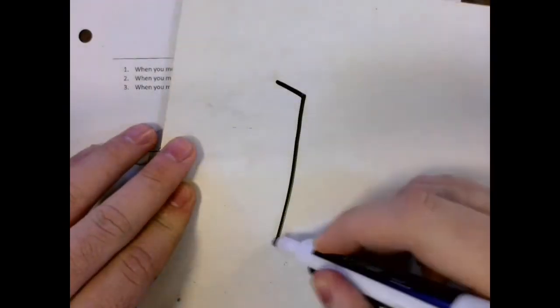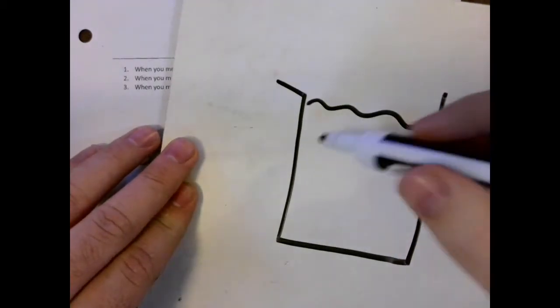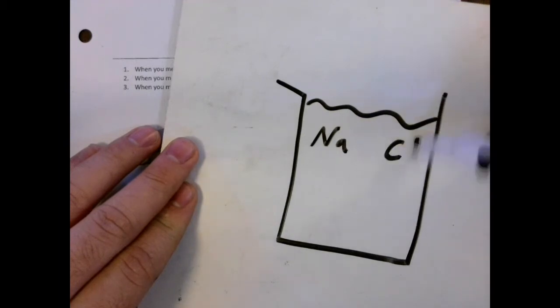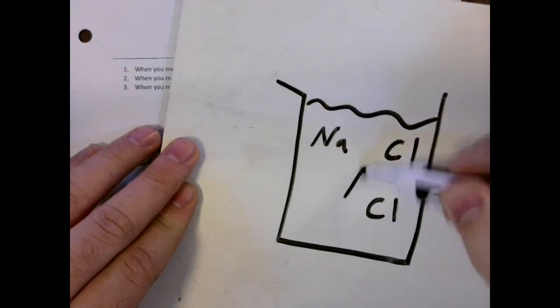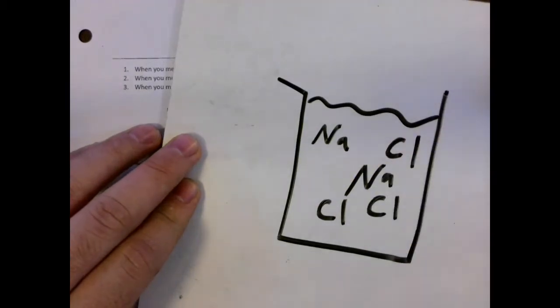If I took this same stuff and I poured it into a beaker, well then it would take the shape of that beaker. So I'd have Na and Cl just moving around here, wherever they can go, wherever they can fit in between each other, just kind of sliding around each other.